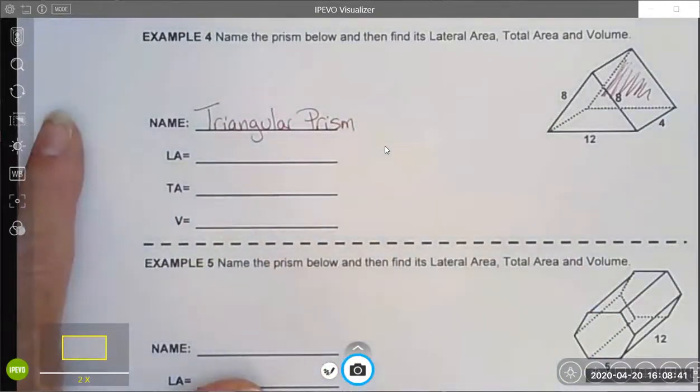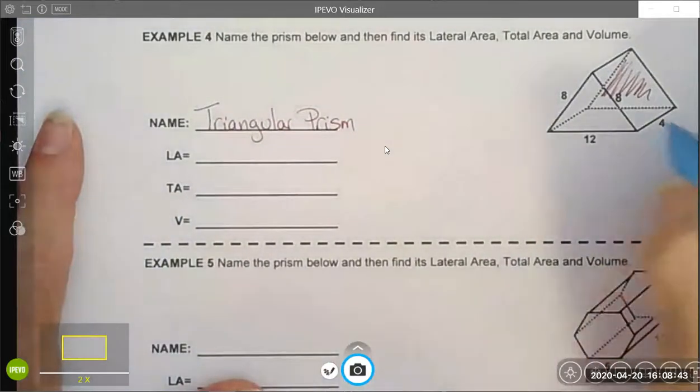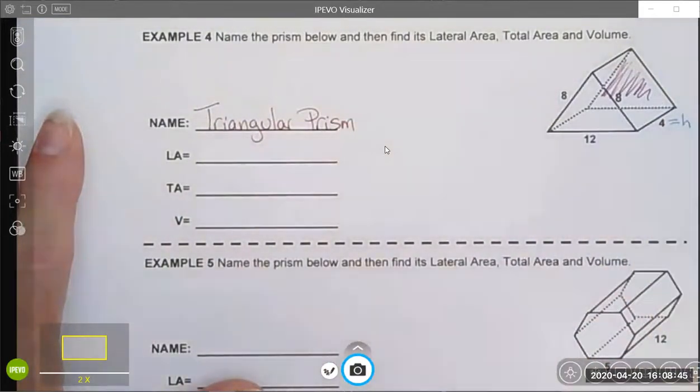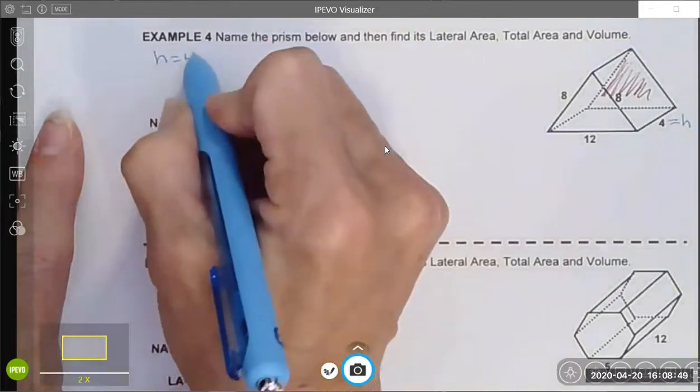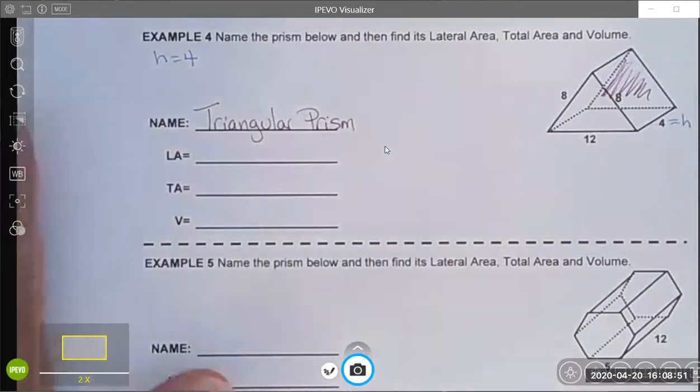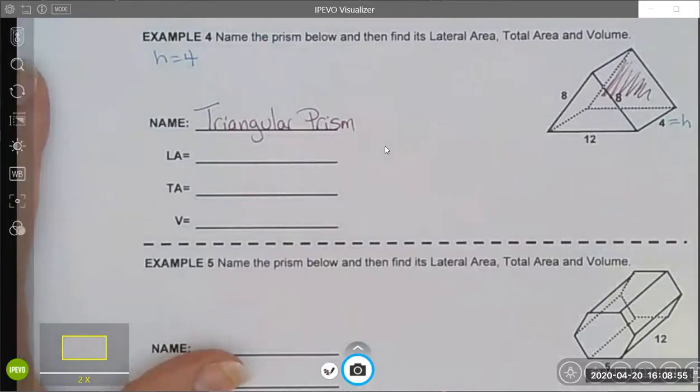And I am also going to quickly identify the height of my prism because that's really important. I'm going to try to do it correctly this time. I'm going to say the height of my prism is 4. Again, I know that I need to calculate the perimeter of my base shape, and I also need to calculate the area of my base.